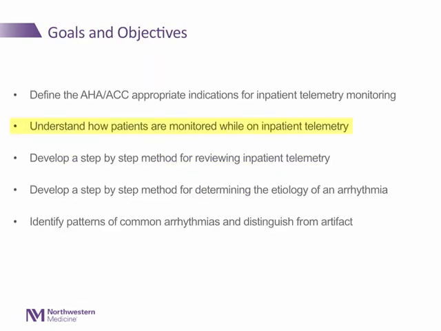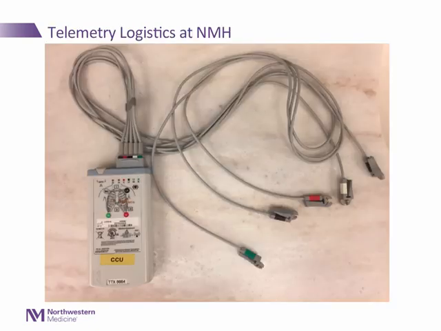In this next section, we will review what happens when a telemetry order is placed. When an order for inpatient telemetry is placed by the physician, the following monitor is used. Notice that there are only 5 leads that are placed on the patient and that these leads represent modified limb leads. Except for V1, no other precordial leads are used.